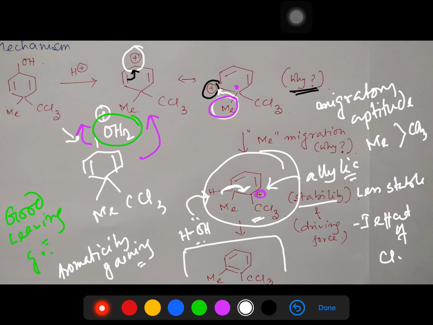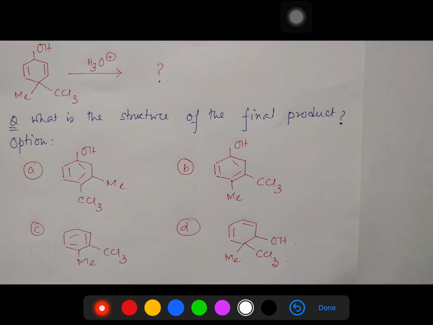So now the question is, what is the answer of this problem? This one, fine. So this is the answer. Now if such a question appears in your exam, how to solve it within 30 seconds? Believe me, it's a very easy problem. So how can we solve this? First of all, see, it's an allyl alcohol. OH is a hard base, and H plus is a hard acid, so they will react, and allyl alcohols are prone to dehydration.